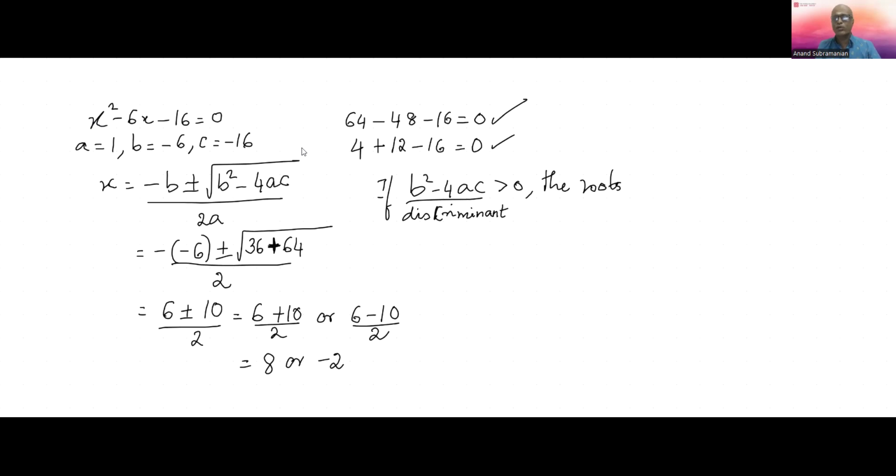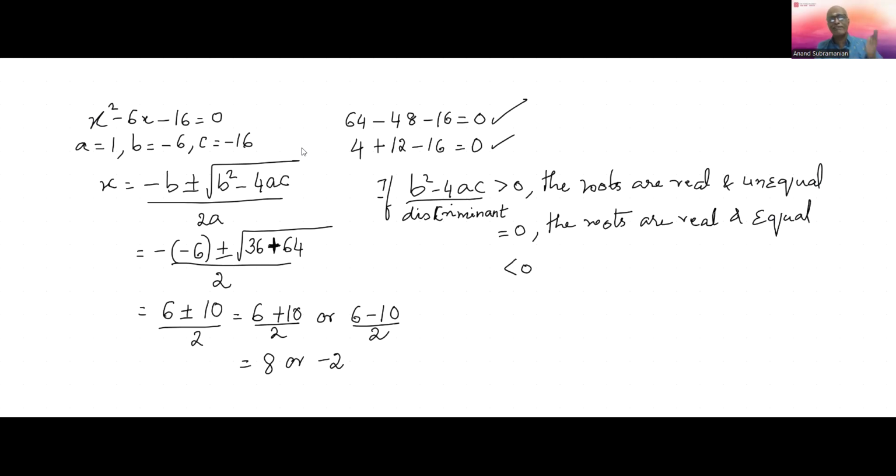So the roots are real and unequal. Real means rational, irrational. Unequal. If b squared minus 4ac is equal to 0, what happens? Square root of 0 will become a 0. So minus b plus 0 divided by 2a, minus b minus 0 divided by 2a. The roots are equal. So the roots are real and equal. The last condition is what? Less than 0. You cannot have a negative square root, right? So the roots are imaginary.